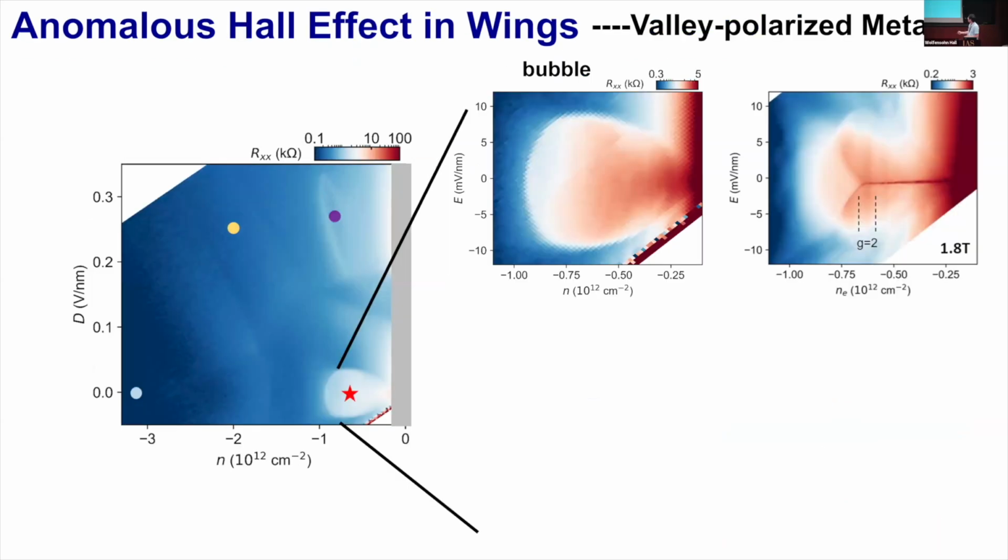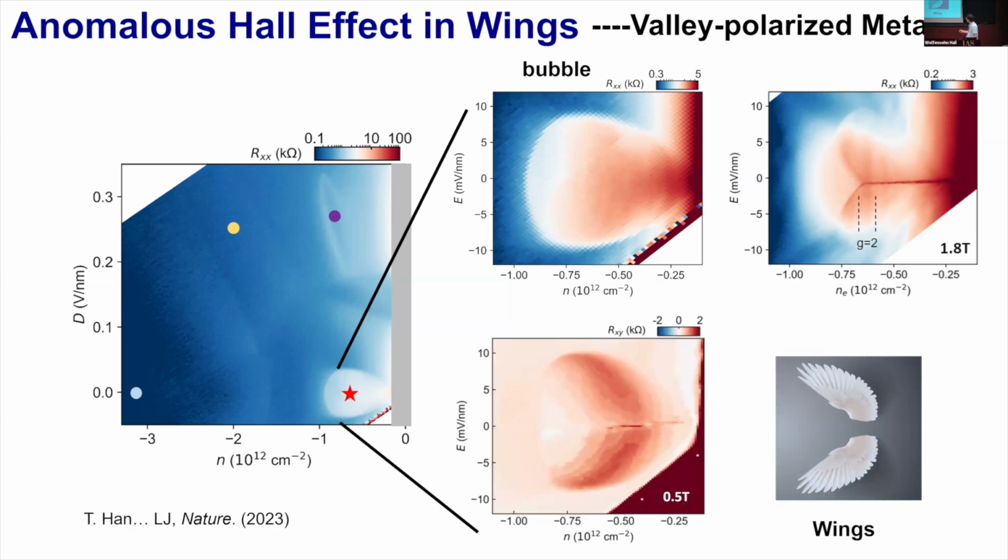And I would like to talk about the specific phase in the diagram that we have got. Here, it's this bubble residing at zero displacement field, roughly, and it's symmetric about D equals 0, and it resides on the hole doping side. In the RXX map, it's more resistive than the neighboring states, and we call it the bubble because it looks like a bubble. And as I said, the first thing you can do is the quantum oscillation by applying an out-of-plane magnetic field. And the periodicity of this quantum oscillation tells you it's roughly a degeneracy of 2 out of 4. So this is close to a half metal.